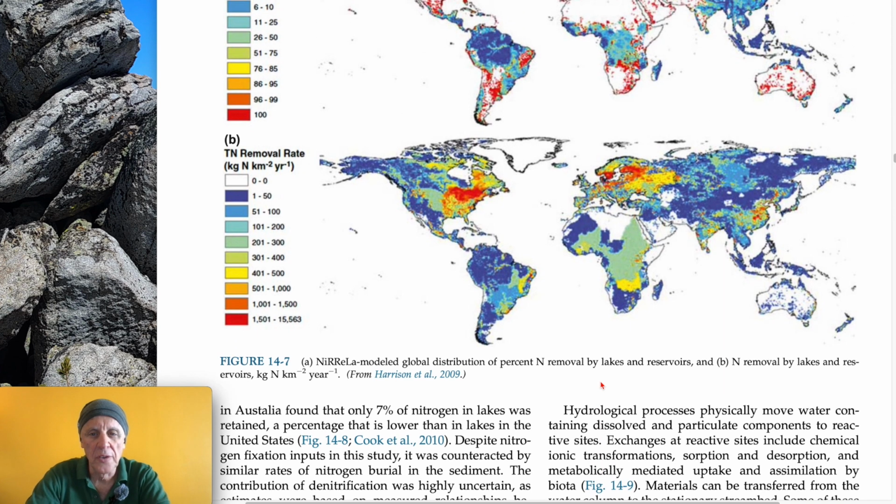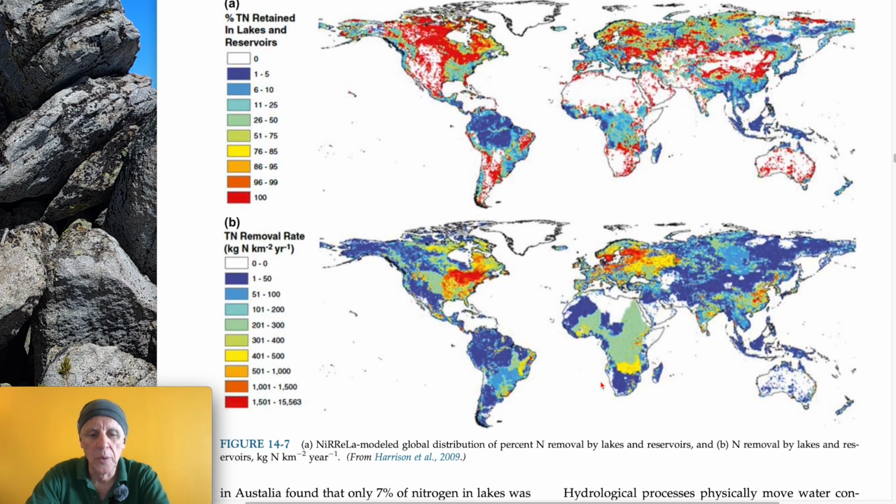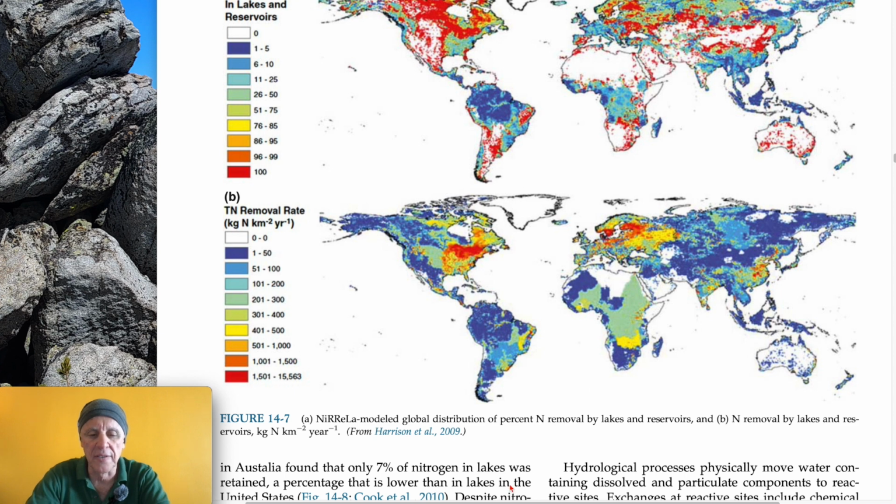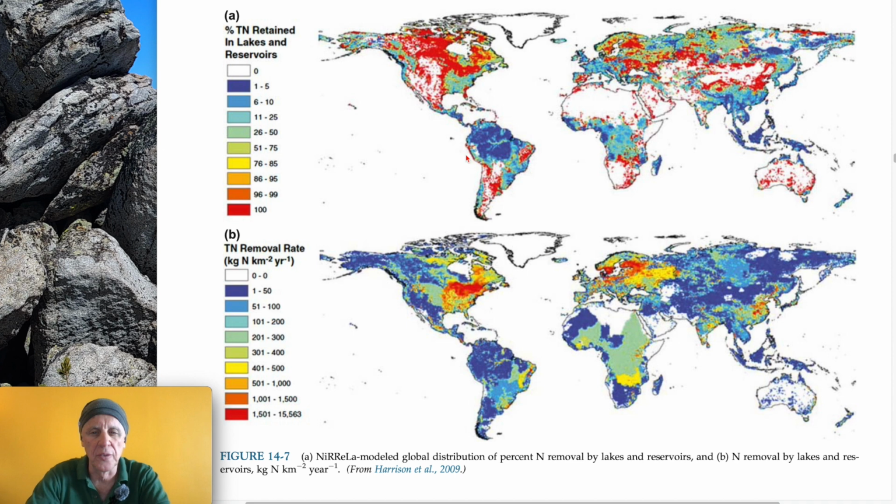So this is another map. Let's see. So this is figure 14-7. The NIRELA model global distribution of percent nitrogen removal by lakes and reservoirs, and B, nitrogen removal by lakes and reservoirs in kilogram of nitrogen per kilometer square per year. So the first one is the amount of nitrogen retained, and then the second one is the amount of nitrogen removed.